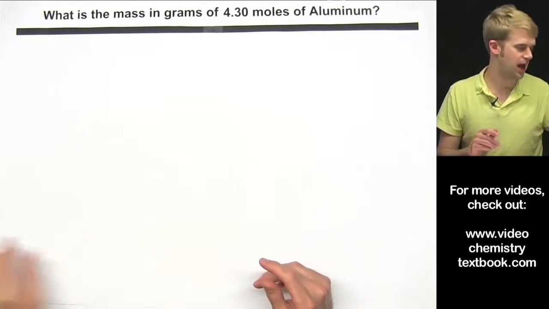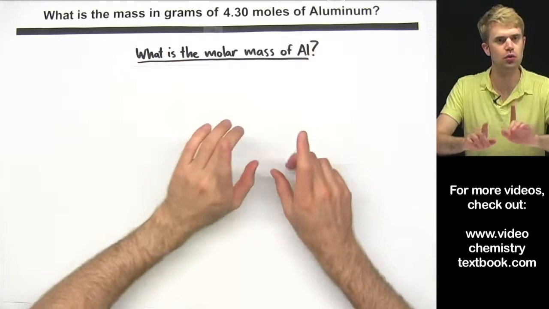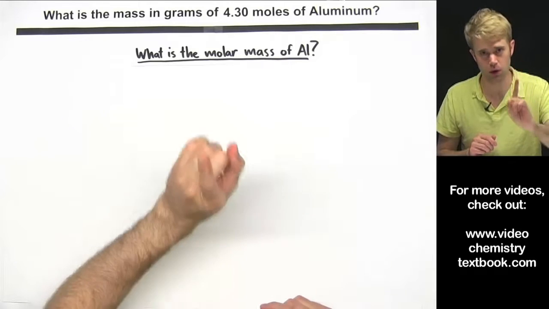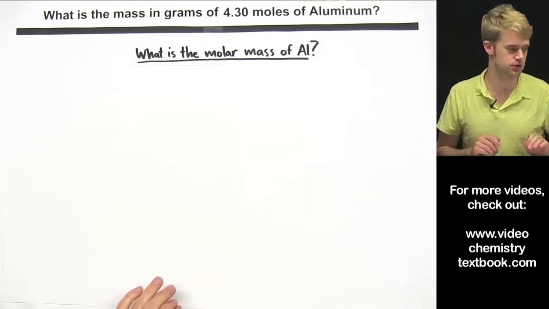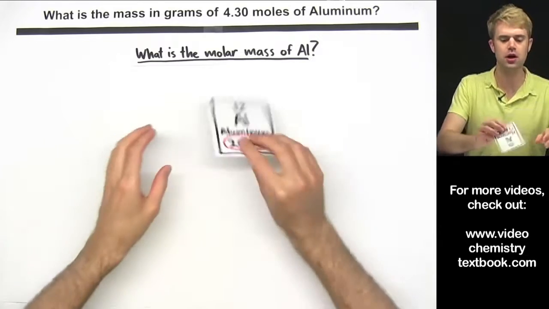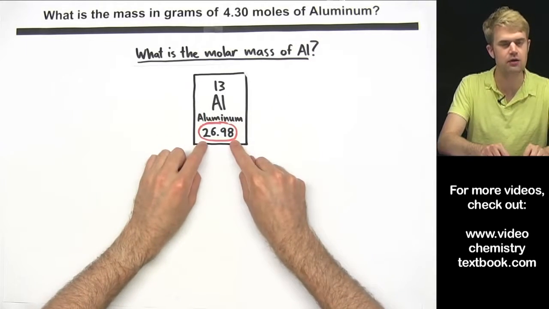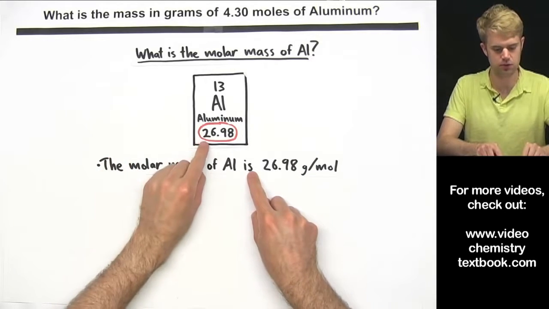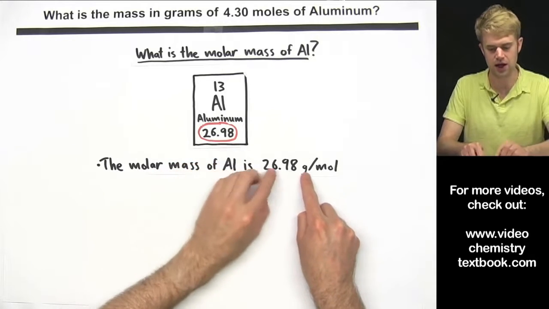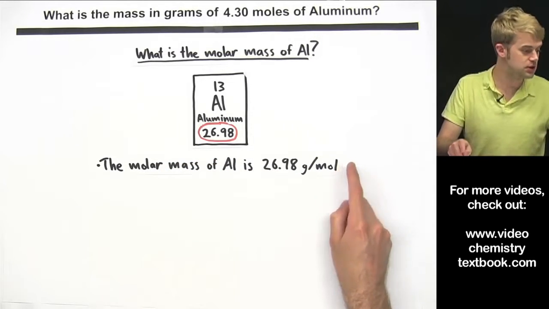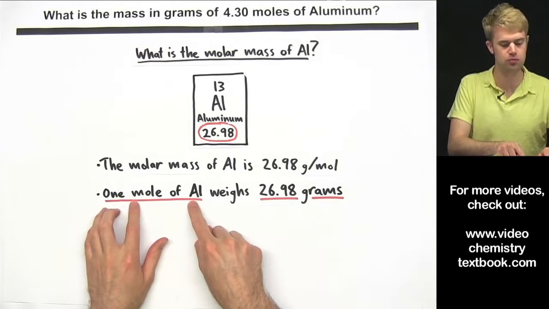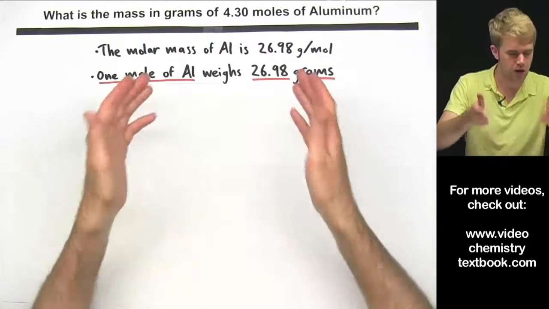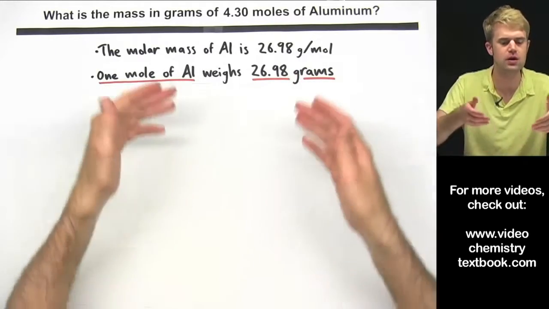So the first thing we want to ask is, what is the molar mass of aluminum? The molar mass is going to tell us how much 1 mole of aluminum weighs in grams. So to figure this out, we look up aluminum on the periodic table and we check out this number here. This number tells us that the molar mass of aluminum is 26.98 grams per mole, which means that 1 mole of aluminum weighs 26.98 grams.